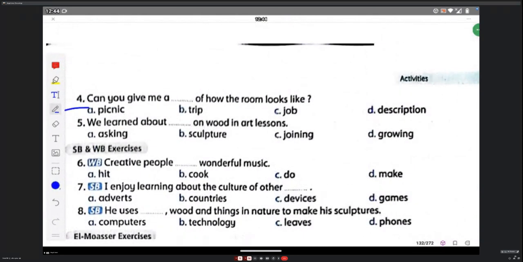Can you give me a description of how the room looks? Let's say describe the room to me. We learned about sculpture on wood or stone.